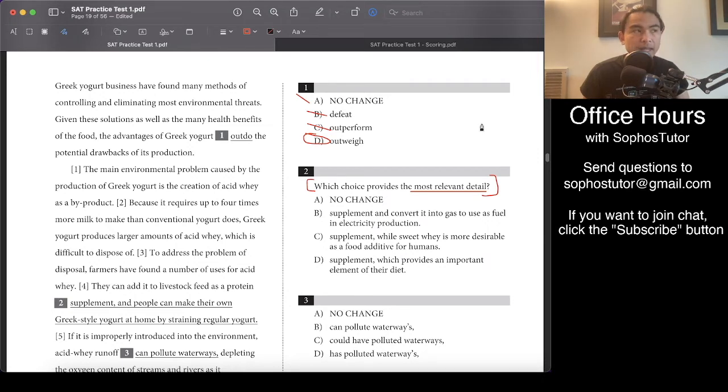There is an overriding rule when it comes to SAT writing style, and it's this. Every sentence needs to build off an idea from the previous sentence. Okay? That rule applies to every sentence in this passage.